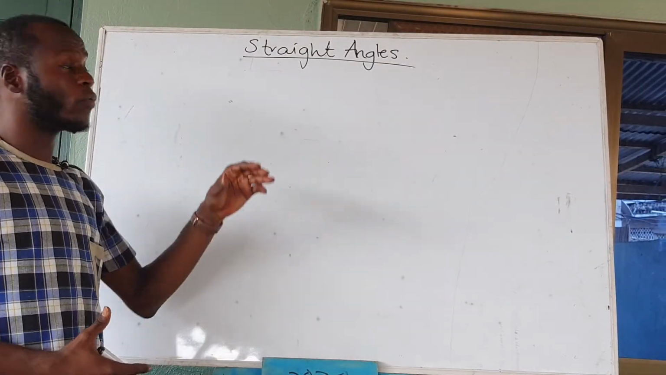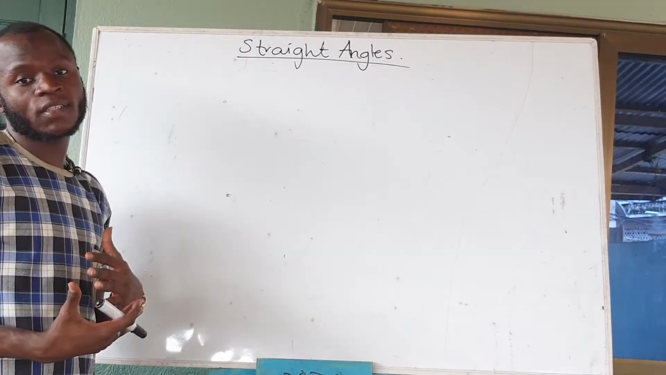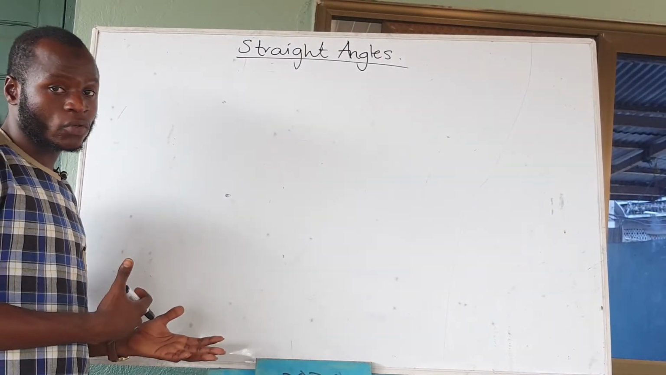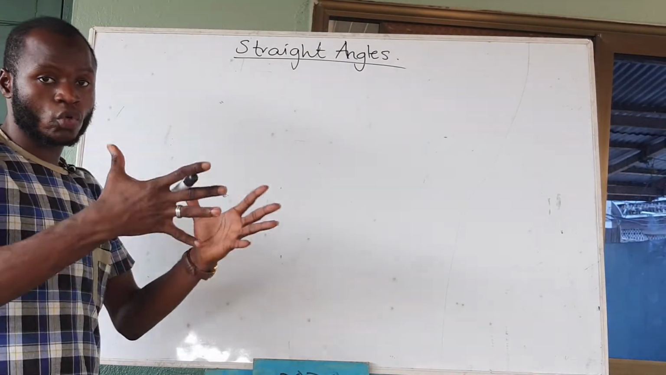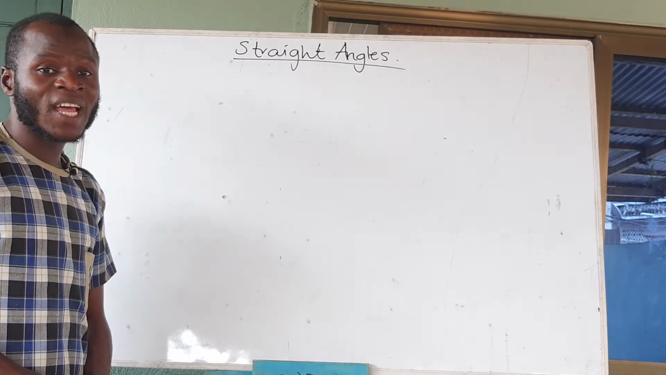In this lesson we are going to look at straight angles. In the previous video we looked at the types of angles, which are the acute, obtuse, and reflex angles, and I promised that in my next video we'd be looking at the straight angles.